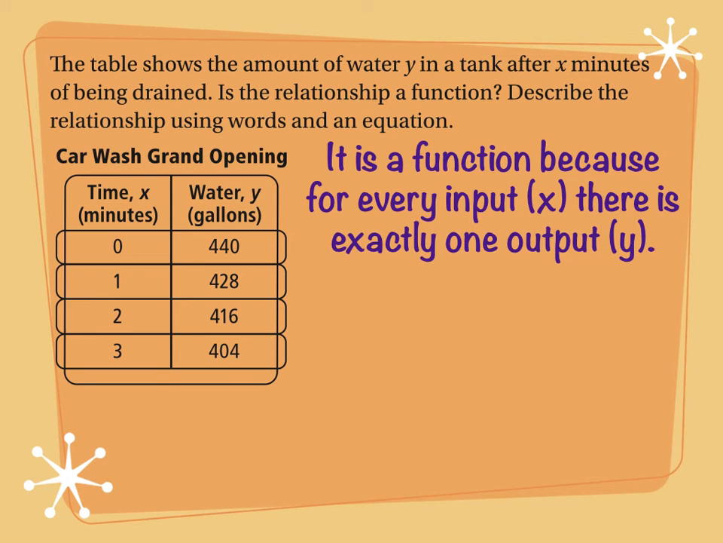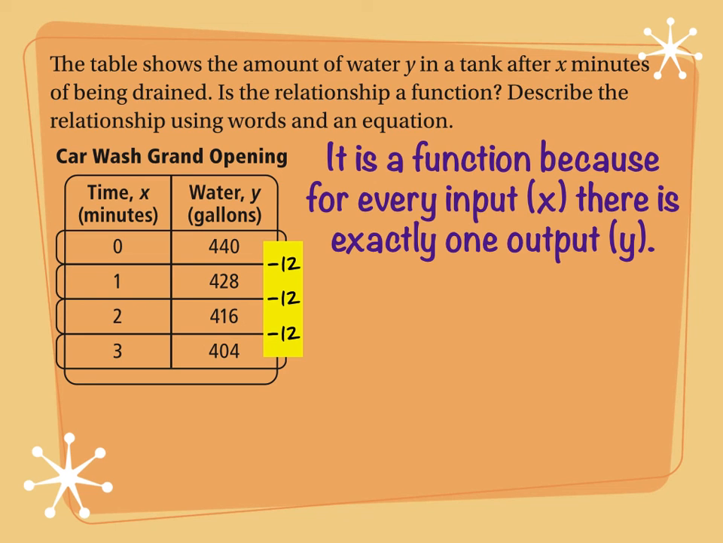So we're then asked to describe the relationship using words and an equation. So we need to look for a pattern here. And the pattern, if you go down the y column, we start with 440 gallons, and then we go to 428, which is subtracting 12 gallons of water after 1 minute. And to go from 428 to 416, again we subtract 12. And to go from 416 to 404, again we subtract 12.